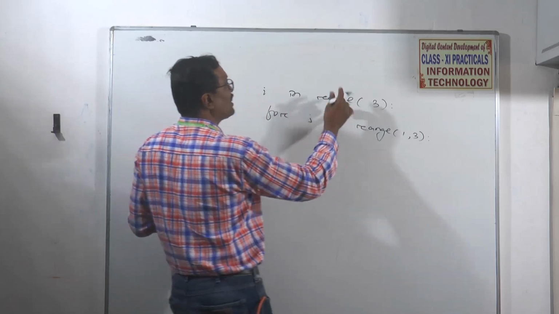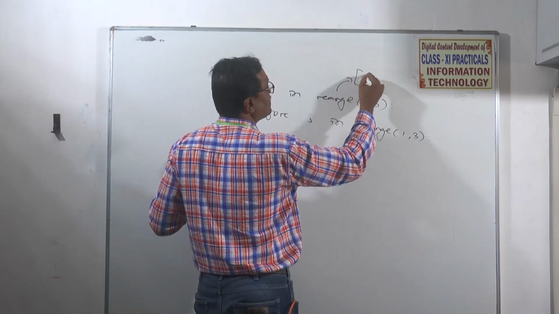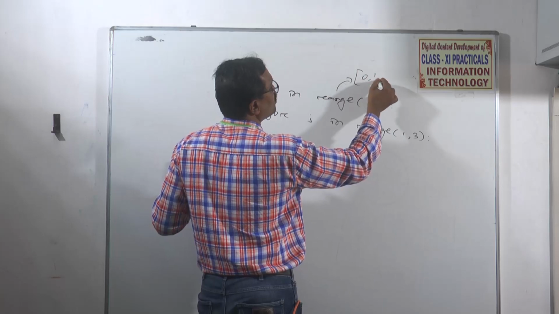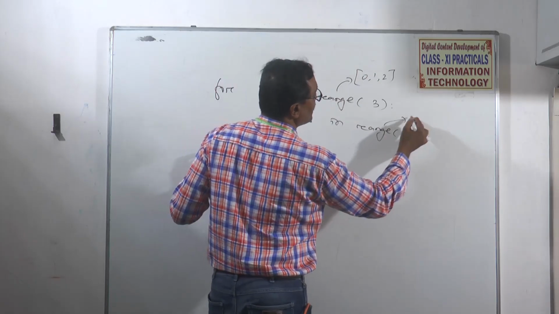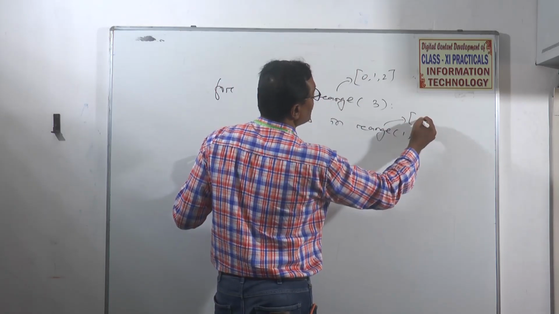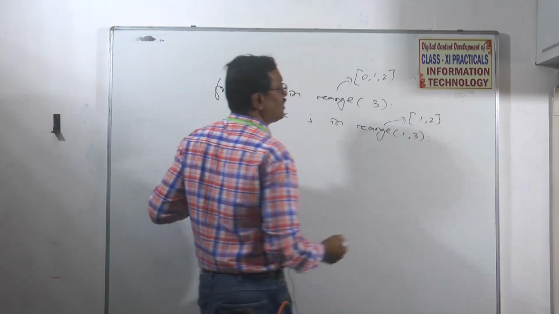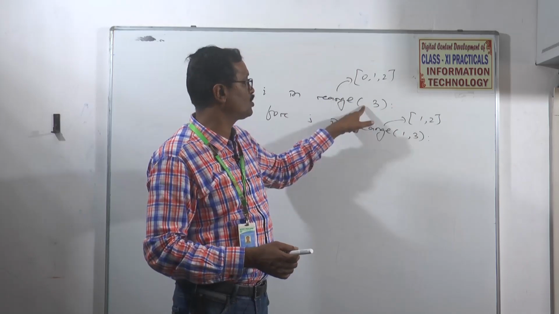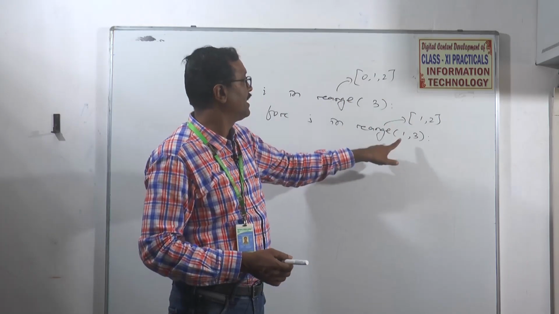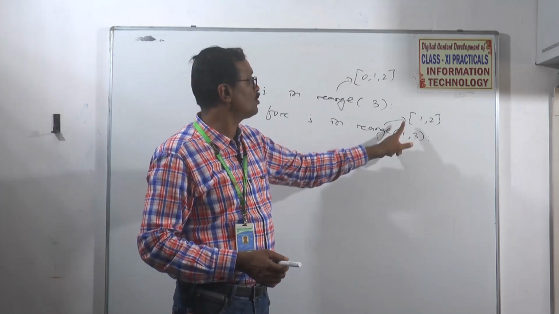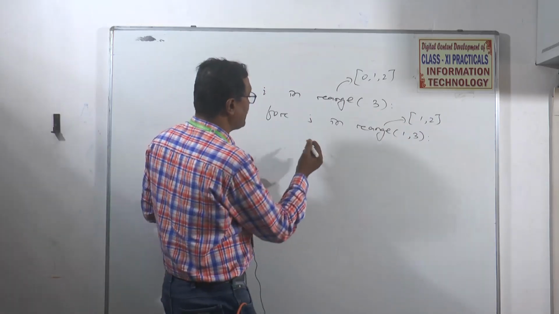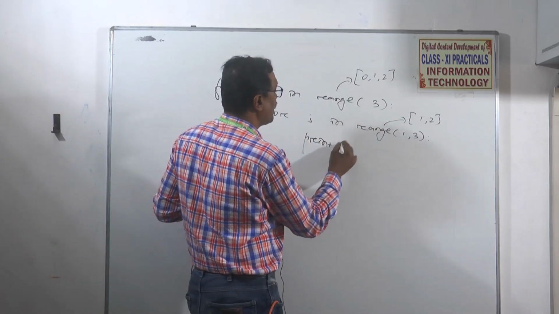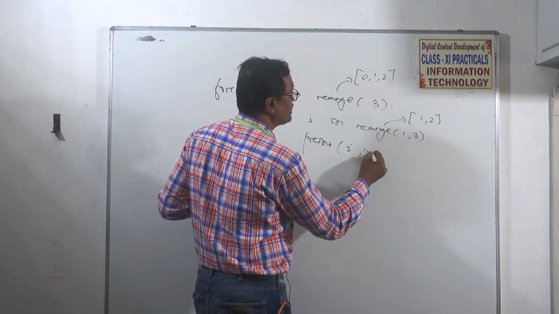Carefully look here. This one is generating a range that is 0, 1, 2, but this one is generating a range that is 1, 2, because here only 3 I have given. So 0 1 2 starts and it will not touch 3; this one 1 2 starts and it will not touch 3. And here I am writing print i comma backslash t.